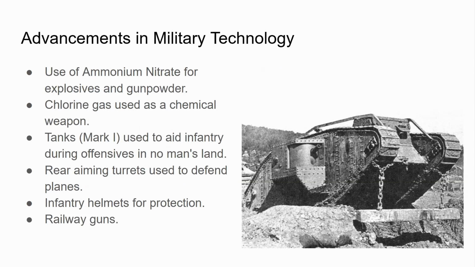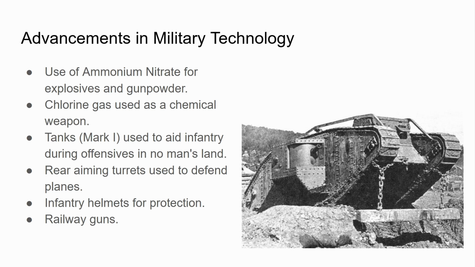Next, advancements in military technology. Like I mentioned previously, the use of ammonium nitrate for explosives and gunpowder. Then they used chlorine gas as a chemical weapon, which was first used by the Germans. They also invented tanks, which, as the picture shows, the Mark I, which was used by the British, to aid infantry in offensives to allow them to pass through no man's land without being attacked.